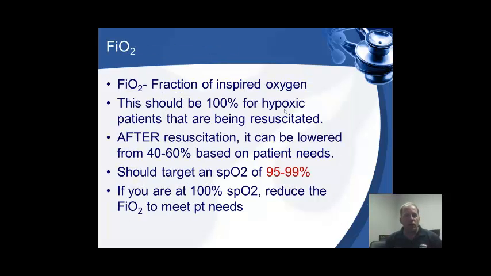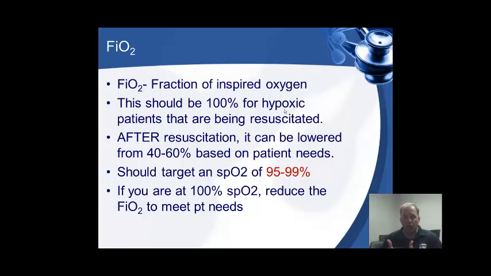All right, FiO2, as an actual definition, this is a fraction of inspired oxygen. This should be 100% for hypoxic patients that are being resuscitated. After resuscitation, you can lower this down to about 40 to 60, based on whatever your patient needs. Well, I say that because we're shooting for a target SpO2 of 95 to 99. I don't want them at 100, not very long, because I want to know where they're at as far as their partial pressure of oxygen in the blood.